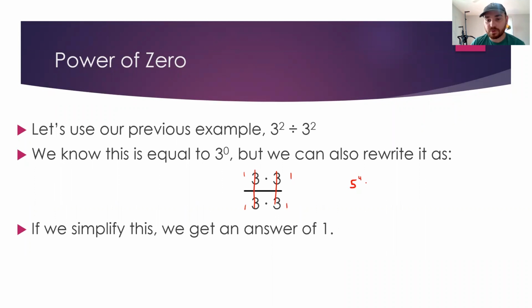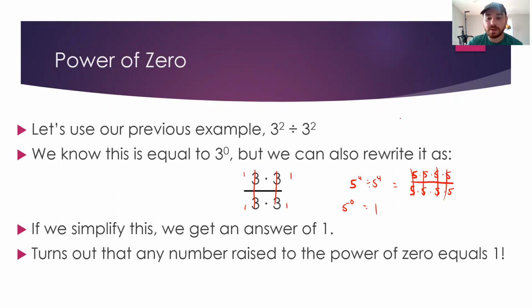So if we did 5 to the 4th divided by 5 to the 4th, again, using power rule, that's 5 to the 4 minus 4, which is 0. But if we write it as a fraction, we have 5 times 5 times 5 times 5 over 5 times 5 times 5 times 5. We can cancel each one of these out, leaving us with 1 over 1, or 1. So basically, any number raised to the power of 0 equals 1.